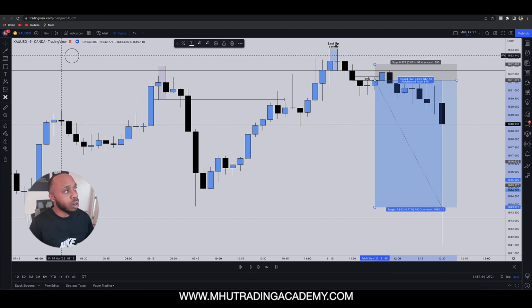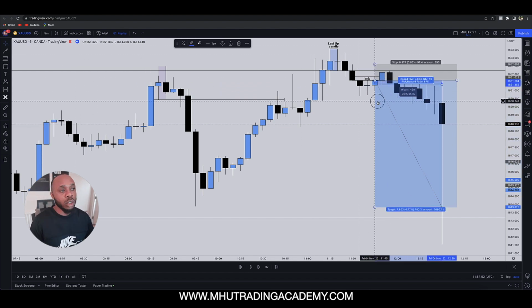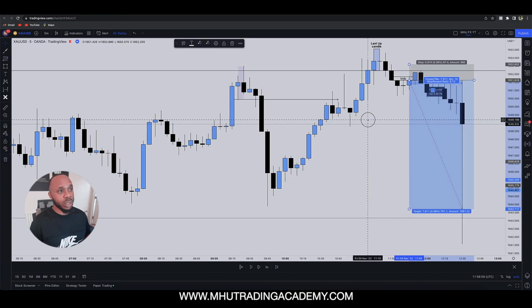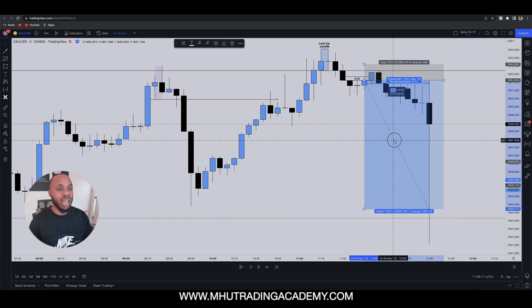It didn't take that long. Let's just double check to see how long it took. This took roughly about 45 minutes to happen. Literally, that's a scalp. You guys can call that a scalp. And then altogether, this was roughly about a 1 to 8 hour trade. It was a beautiful trade, absolutely phenomenal trade.